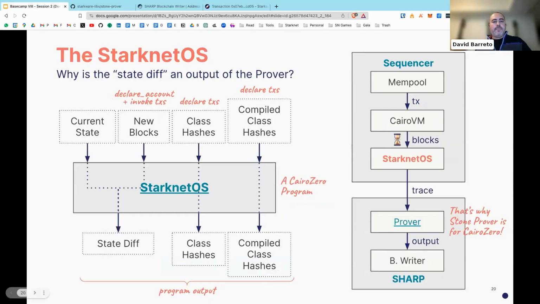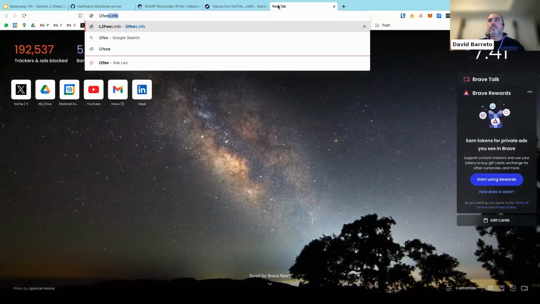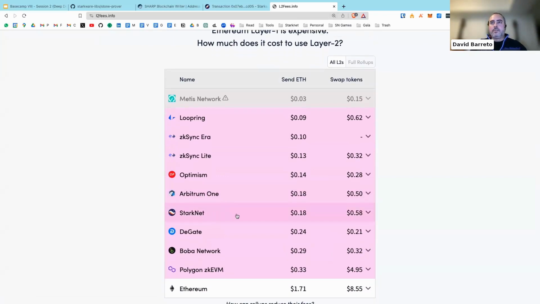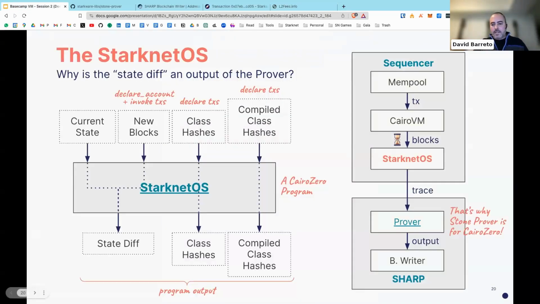Questions from Jordan. It's asking, is Sharp payment for DA subsidized or is it one-to-one with fees paid by the users? I believe it's just paid. I don't think there's any subsidy. This is one reason why Starknet is not the cheapest layer 2 as well, right? If you go to L2 fees, we can compare the fees of different layer 2s. You can see Starknet is not at the top, it's not the cheapest, it's not the most expensive, it's somewhere in the middle. If you analyze all the transactions that we sent for DA, basically all the transactions coming from the blockchain writer, you're going to see that Sharp is paying millions of dollars for block space on Ethereum every month.